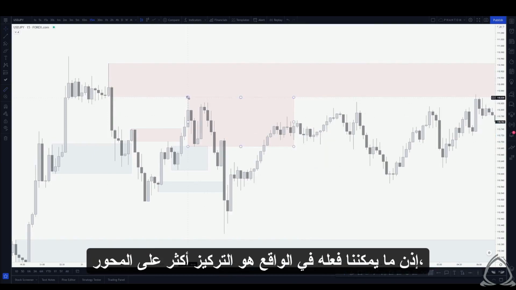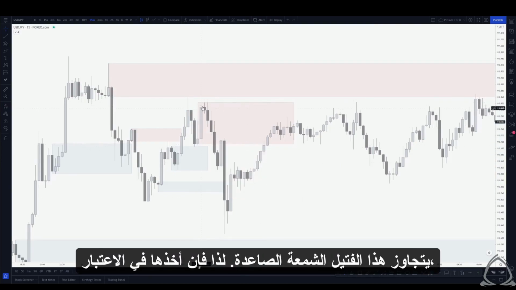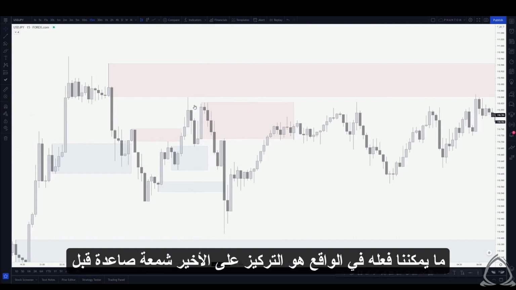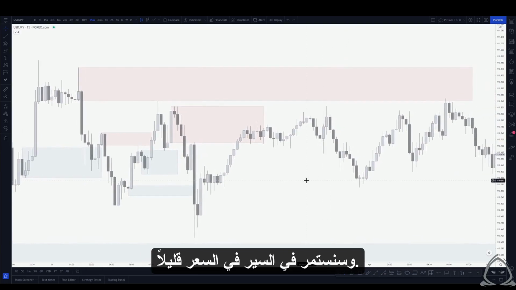So what we can actually do is focus more on the pivot, which we would take these bullish candles. And again, this wick exceeds the bullish candle, so factoring it in is just a good practice to have. And then finally, what we can actually do is we can focus on the last bullish candle before that large move to the downside to refine our supply zone a little bit further. And we'll just keep walking through price a little bit further.